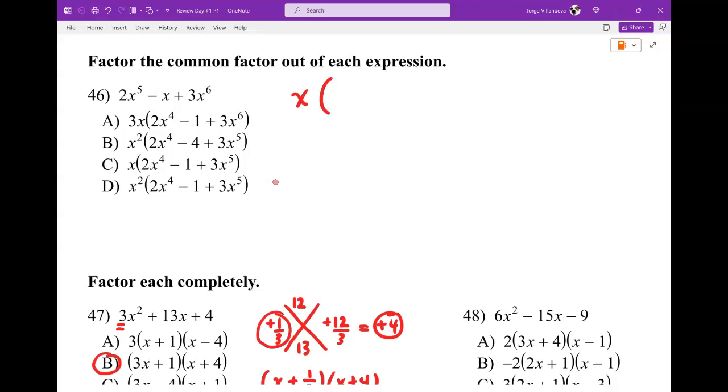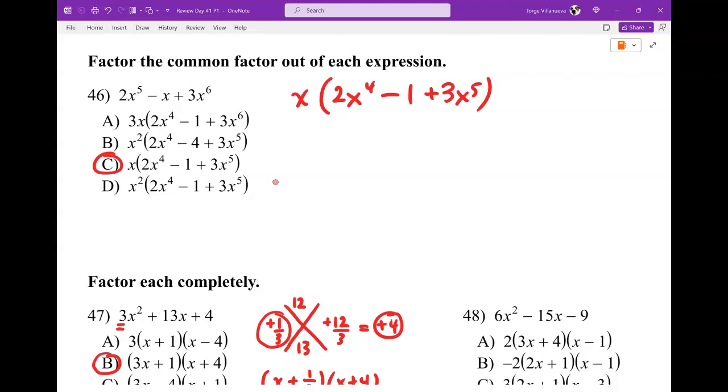So 2x to the 5th is 2x to the 4th. Minus x, that would be minus 1 because you get rid of it. So there's just a 1 left. Plus 3x to the 6th will become 3x to the 5th. So that's going to be, well, there's actually only one option, right? If I would have just paid attention first, right? Because we didn't take out a 3x or an x squared, so only C made sense. So I didn't even have to do that. I could have just seen that right away.